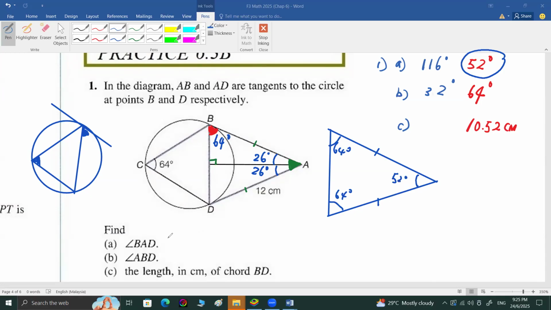A is okay? So I got the answer of BAD already. Can follow all of you? Now we go A, B, D. Then ABD, the answer is already out. What is the answer? ABD, 64. So now that ABD, you can see that ABD is same as what's that? B, C, D. Okay, can follow so far?